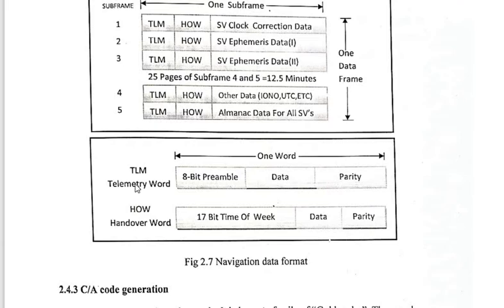The telemetry word has 8 preamble bits, data bits and 2 parity bits, whereas the handover word contains a 17-bit time of week, which tells how much time the GPS signal requires to get to the receiver. Then you have a data bit as well as parity bits. So this is one word. This is the navigation data format or navigation data structure that we will have. Very important and very simple.